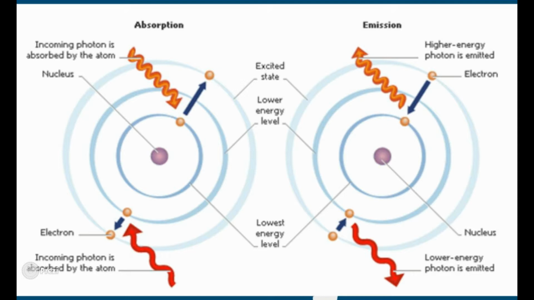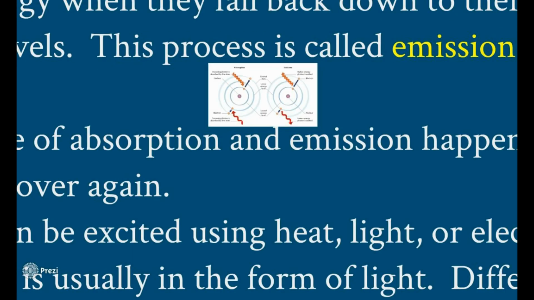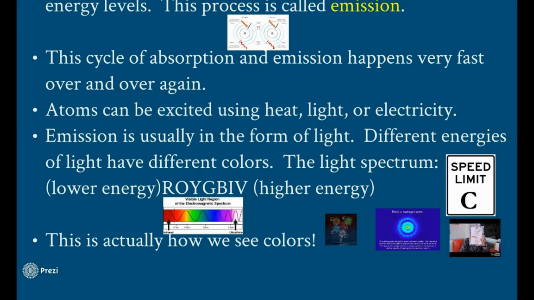Now, when we cut off that energy source, it's going to go back to ground state and not do anything. But what's crazy is the cones and rods in your eyeball are actually picking up those wavelengths it's giving off. So it's actually sending off a wavelength every time it does that. We'll get into wavelengths here in a second. This is where we start. Okay, so the cycle of absorption and emission happens very fast over and over again, like I just said.